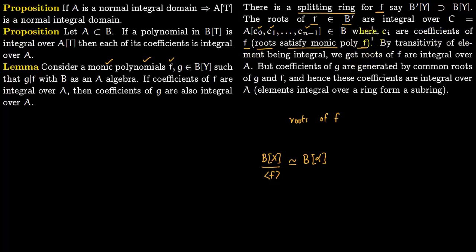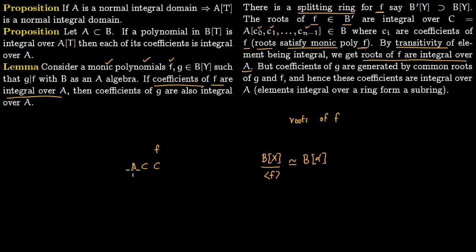So roots of f are integral over C, which is precisely this. Now by transitivity of elements being integral, we get roots of f are integral over A. So C is just constructed from A by adjoining some coefficients. Each of these coefficients, we say the coefficients of f are integral over A.